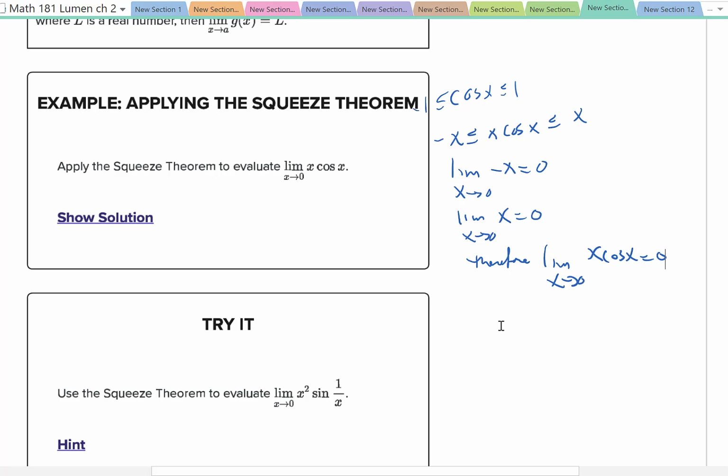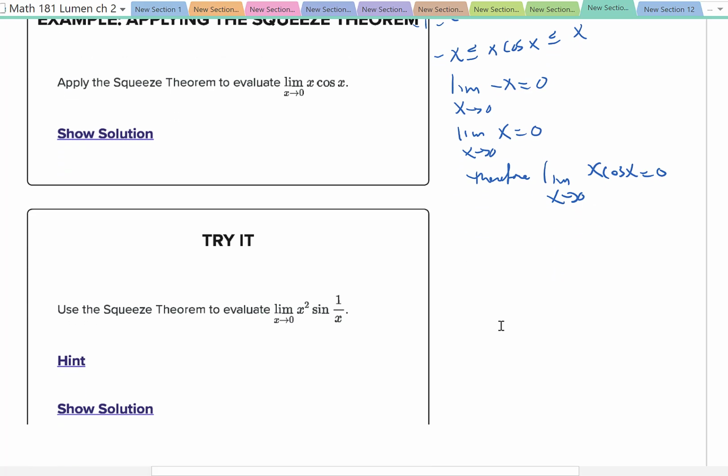Let's try another one like that. Very, very similar problem here. We have the limit as x approaches 0 of x squared sine of 1 over x. So once again, -1 is less than or equal to sine of 1 over x, which is less than or equal to 1. We know that to be the case because the biggest sine can produce is 1, and the smallest is -1, just like cosine. Now if we multiply everything by x squared, we have negative x squared is less than or equal to x squared sine of 1 over x, less than or equal to x squared.